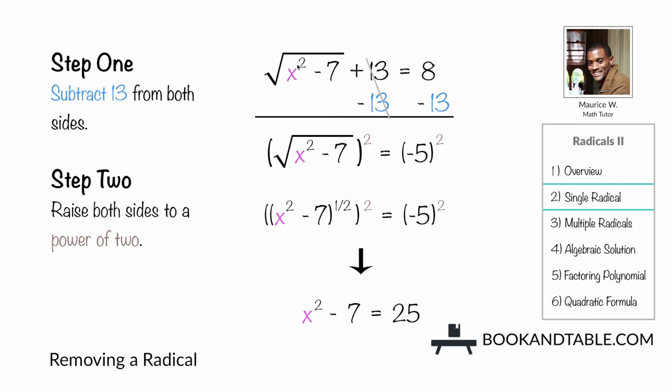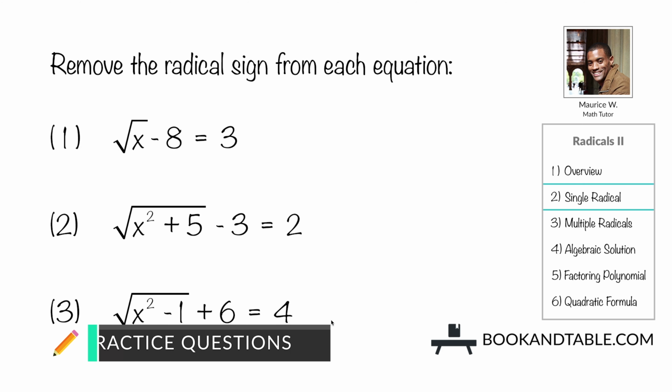Isolate the radical term, so we subtract our constant 13 from both sides. Once you have your radical term, you then want to raise both sides of the equation to a power of 2, since the index is equal to 2. That cancels out the radical sign, leaving you with just x squared minus 7 is equal to 25. And then you will be able to proceed from there to solve for the variable x. Again, we'll solve for the variable later on in the video. Just want to review how to remove the radical sign.